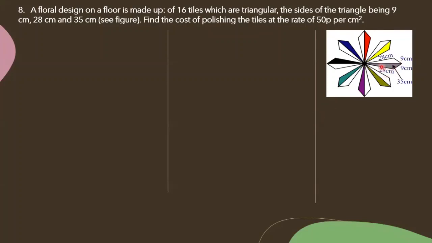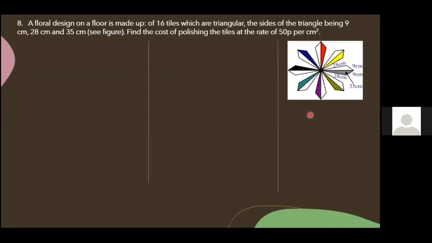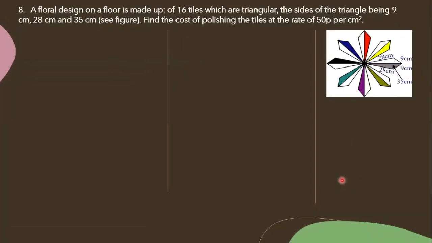Okay, first we have to find the area of one triangle. They need to multiply by 16 for that particular area. That is the area of these tiles we will get. Then per centimeter square they are using 50 paise. For 16 tiles, how much they'll use, we'll get to know. Okay, children? Understand the meaning of this question?